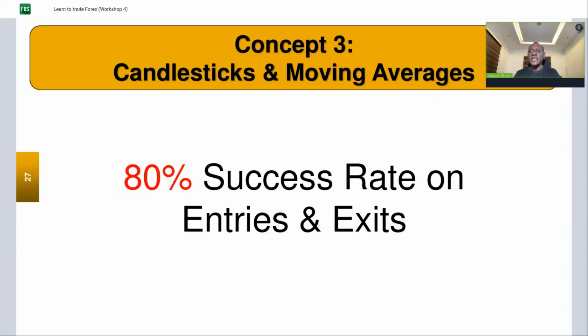So let's run Concept 2. I want to show you 3 concepts. Concept 2 is candlesticks and moving averages. When we combine candlesticks and moving averages, we're able to get about an 80% success rate on entries. That means if I told you now that the market is going up, due to the entry conditions that we explained, 80% of the time it's going to go up.